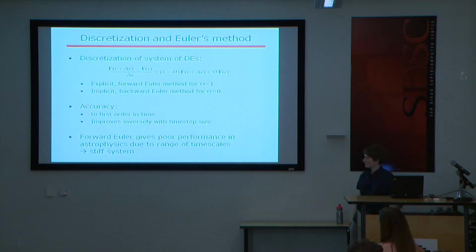It turns out for nucleosynthesis in astrophysics, the forward Euler method, where you set theta to 1, so you only need to know the derivative at the old time, performs really poorly because the time scales for the different reactions can be very, very different. Because of this large range of time scales, we call this a stiff system of differential equations, and the method that works much better is an implicit method where you need to know the derivative at the new time.